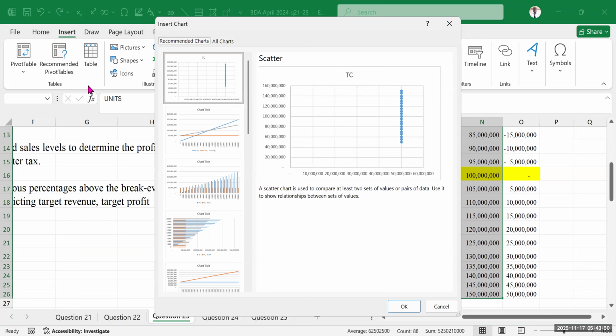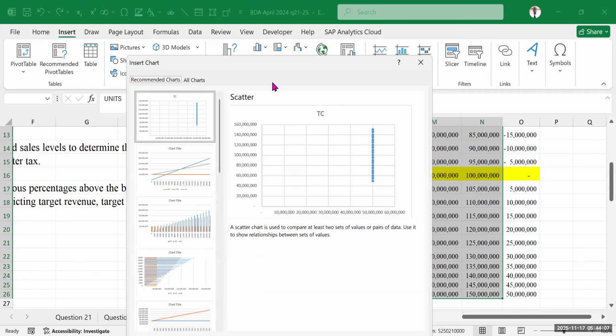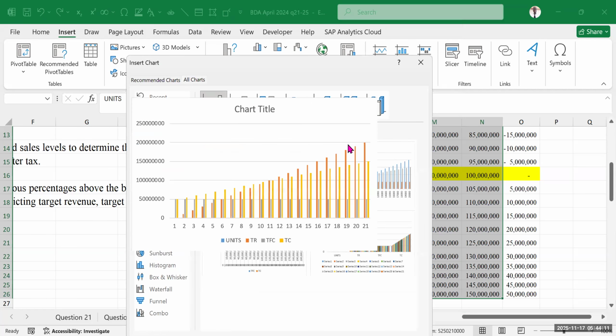Hello, Mwalimu. Is there an issue if I don't get recommended charts in my Excel? There should really be no issue. It's not automatic, it's just a proposal. They're giving you a proposal of possible charts, but it does not mean you have to use them. So long as you can see all the charts, you're good.